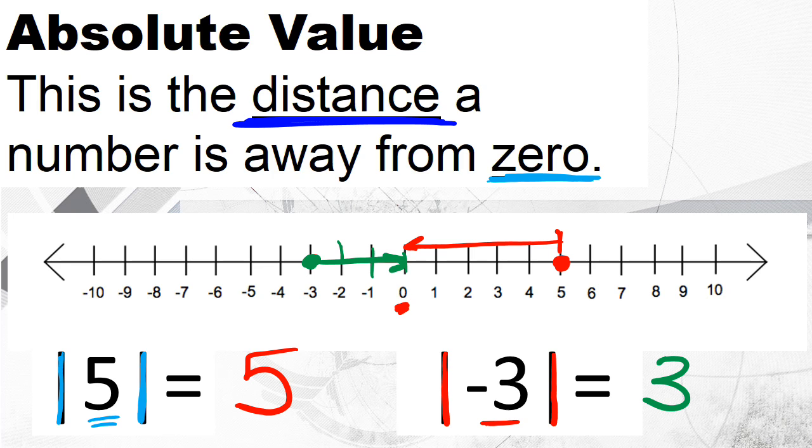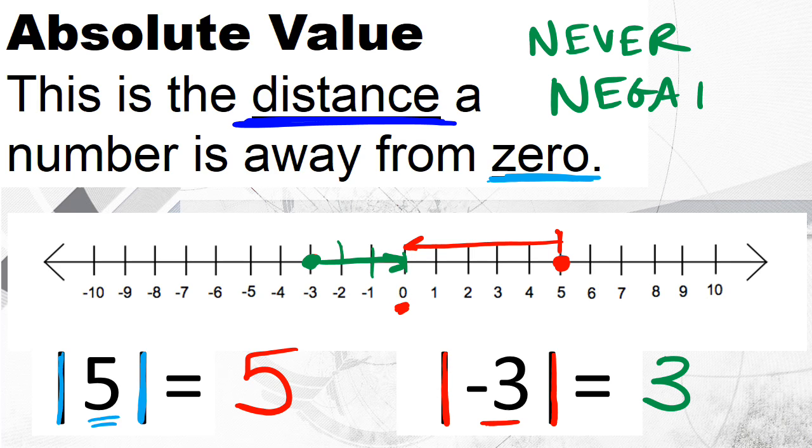And if you notice something, we're talking about the distance. So this distance is never, ever, ever negative. So it's never going to be a negative number. So no matter if the absolute value is a positive or a negative, we're just talking about how far it is away from 0.